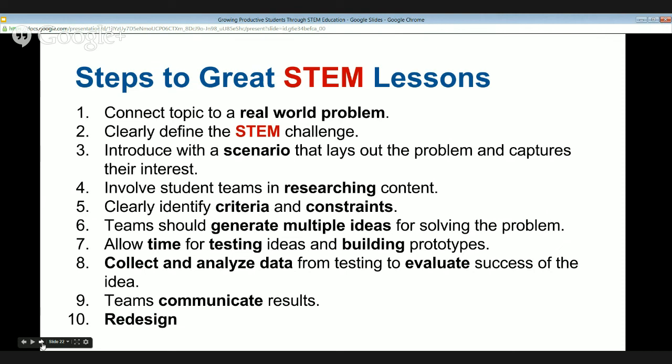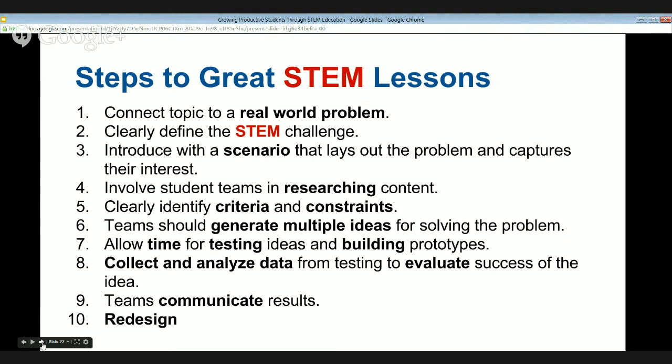Make sure that the students understand what is the challenge that they have to solve. Because if they don't understand the problem, you're going to spend a lot of time going back and redefining the problem for the students. The clearly defined problem could begin with some good brainstorming within the classroom. And after you have the kids' input with that, a lot of times then you have that good depth of understanding to begin. We recommend that you introduce with a scenario that lays out the problem and captures their interest.